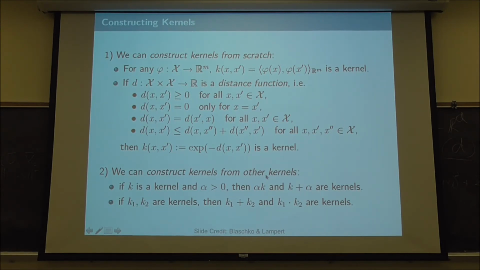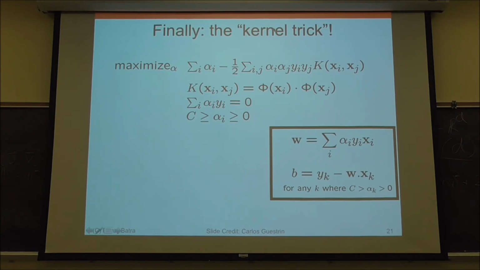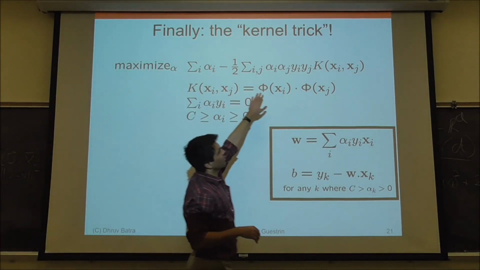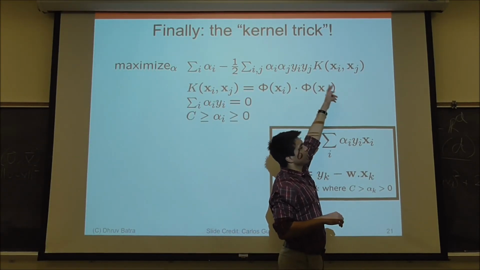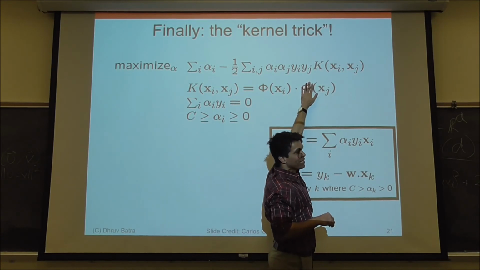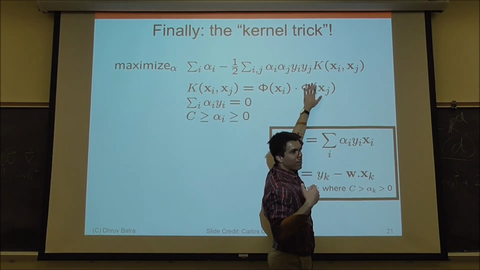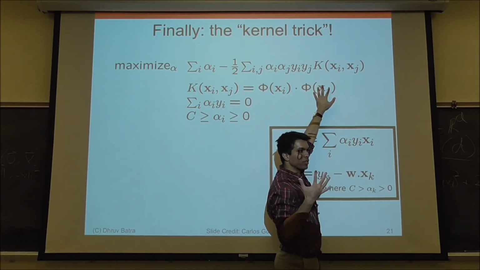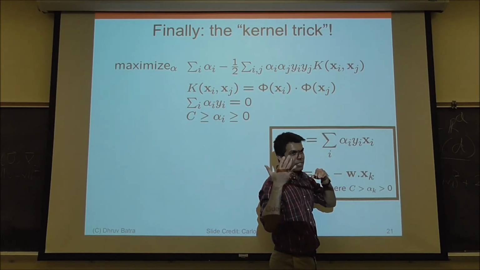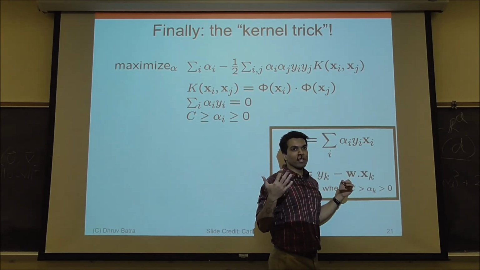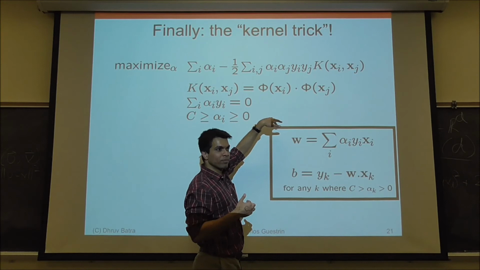Right. So finally, after all this math, the kernel trick is basically using a Mercer kernel, or a kernel function, without explicitly knowing what feature map it corresponds to. You just have to know that this thing is a Mercer kernel, therefore some phi exists. I don't know and I don't care what that phi is, but I can still solve this dual.